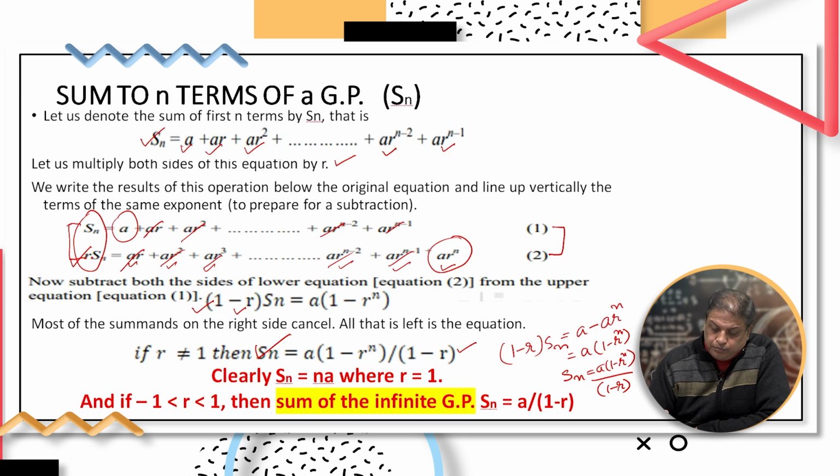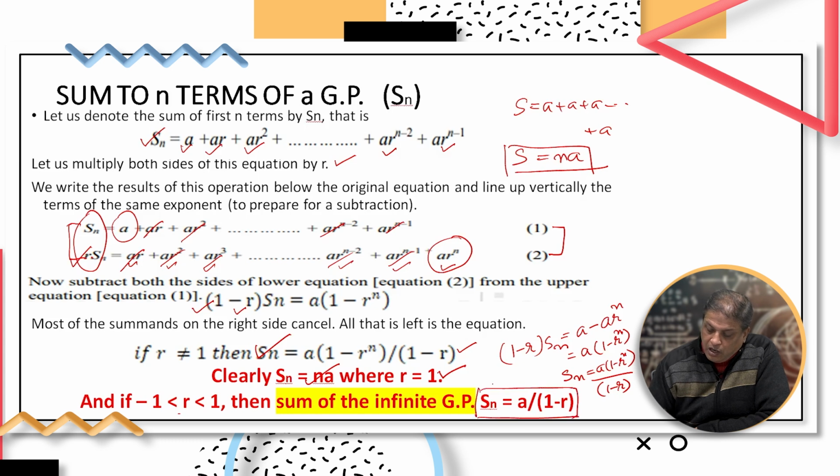Clearly, if r is equal to 1, then the sum will be equal to a plus a plus a plus so on up to n terms. That means the sum will be equal to n times a. So, if r is equal to 1, then the sum will be equal to na. And if r is between minus 1 and 1, then the sum of an infinite GP will be equal to a upon 1 minus r.